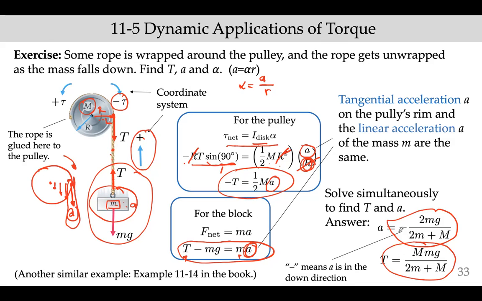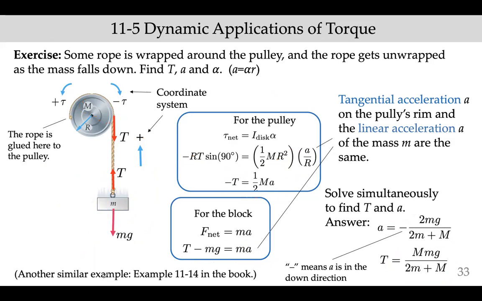Now, here we find acceleration to be negative. What it means is, look at our coordinate system. Up direction is positive. So if the acceleration is negative, then that means this block is accelerating in the down direction. And if you look at the figure, that makes sense. If you have a system like this, this mass will pull the rope, and the rope will make the pulley rotate clockwise. So this mass will go down. That makes sense for this coordinate system.